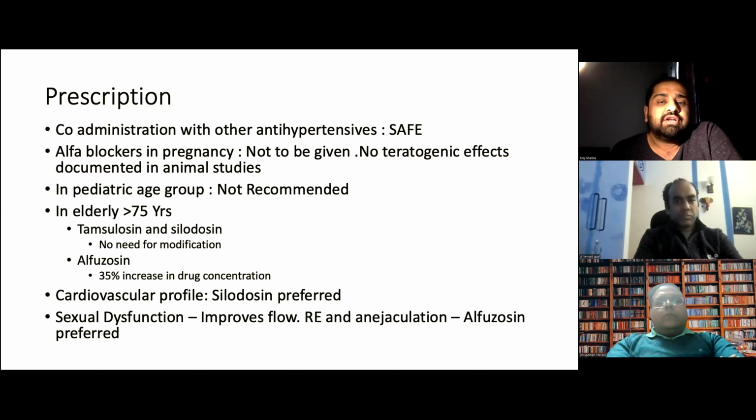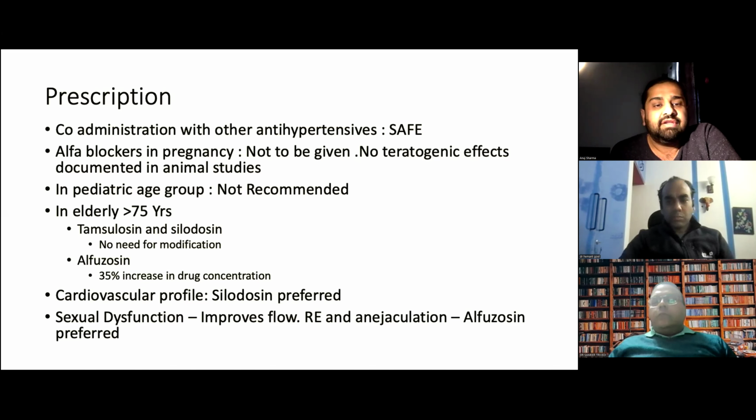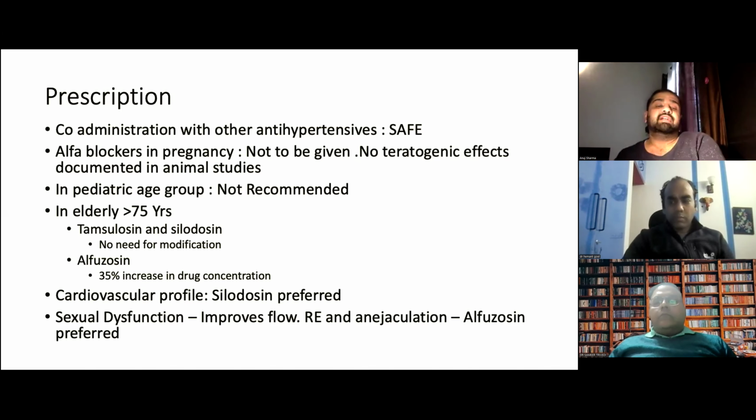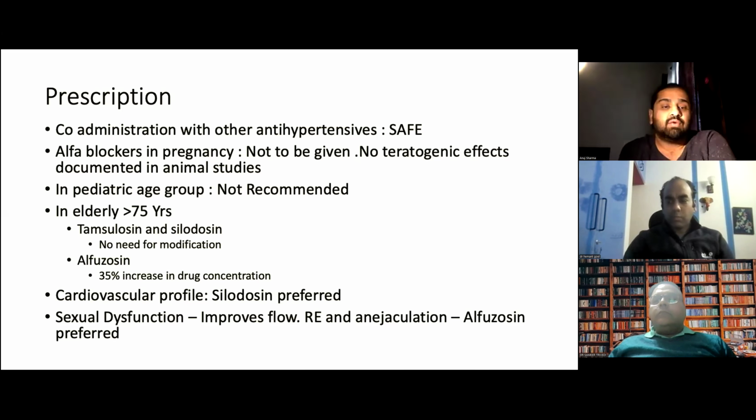So a short recap of the various prescriptions. Can we prescribe them with antihypertensives? Yes, it's safe. In terms of pregnancy, there are no documented animal studies showing teratogenic effects, but we should avoid them in these patients. In the pediatric age group, considering that not many studies have taken place, it's not recommended.